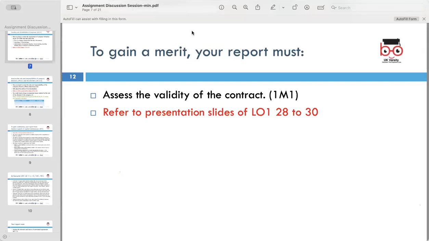My question is, if I don't want merit, I just want only a pass, then I don't need to mention the contract? Then you don't need to mention it. To get a pass, you will just do basic things. Okay, that's fine. I got it.